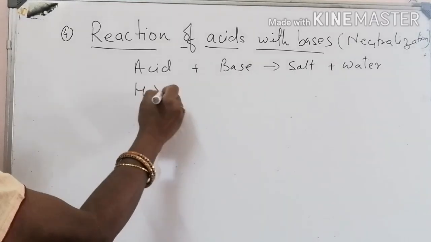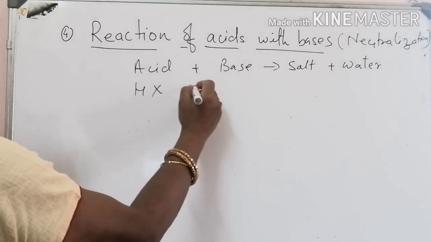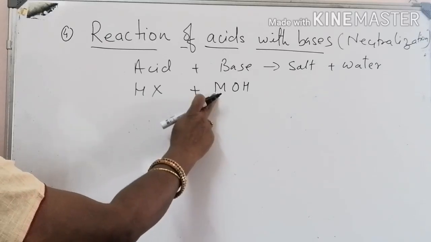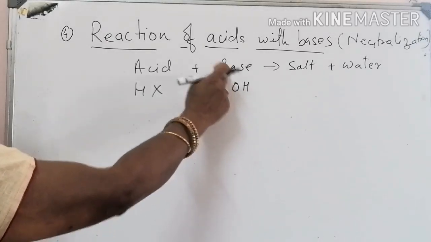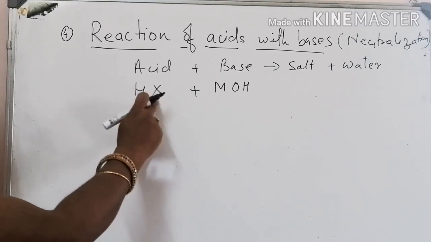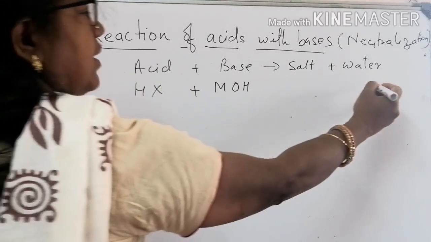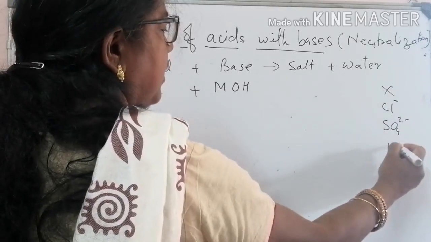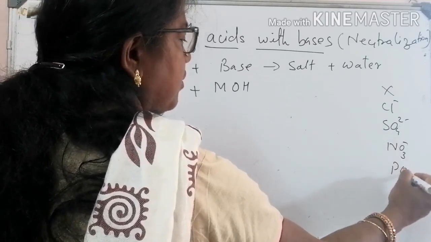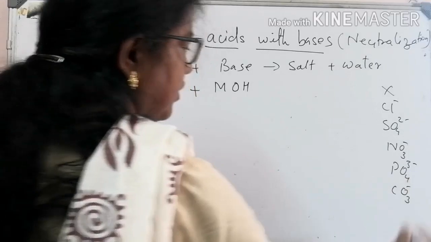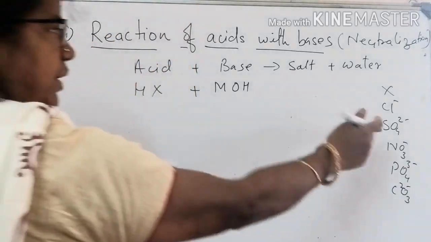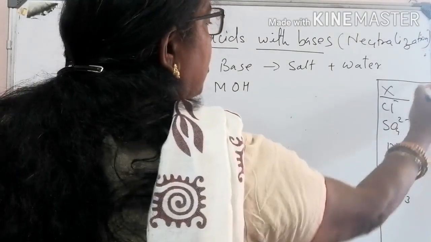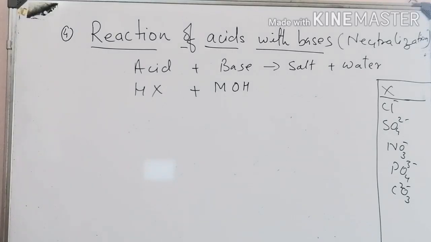Acid HX. For base, we can write the formula MOH, where M stands for metal hydroxide. Metal hydroxide is known as base. Again here X stands for any acid radical like chloride, sulfate, nitrate, phosphate, carbonate, etc. Children, I am writing this one many times so that you can remember this always. X stands for any acid radical.